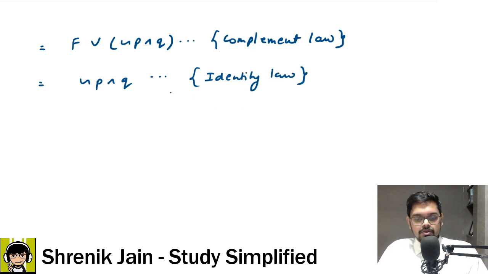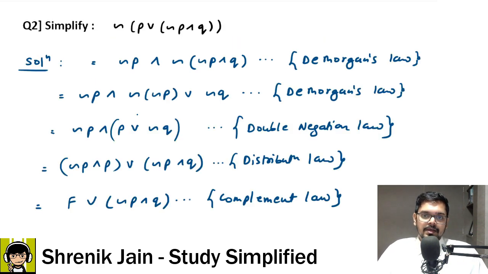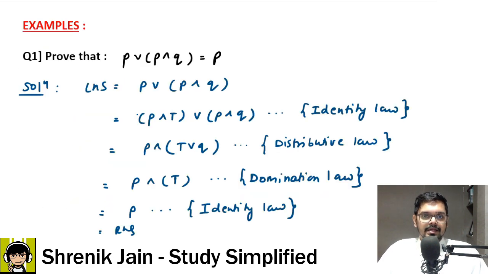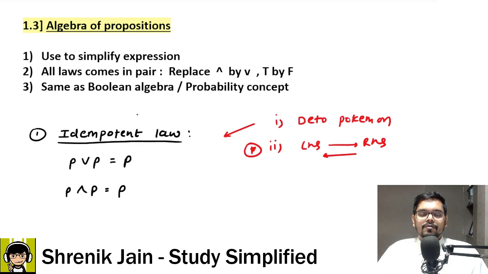That's all. This is what we can do, the ultimate simplification. Further, we cannot simplify. Understood how to simplify using the laws? Now you have the confidence to apply the laws and get the answer. Yes, that's it for 1.3.